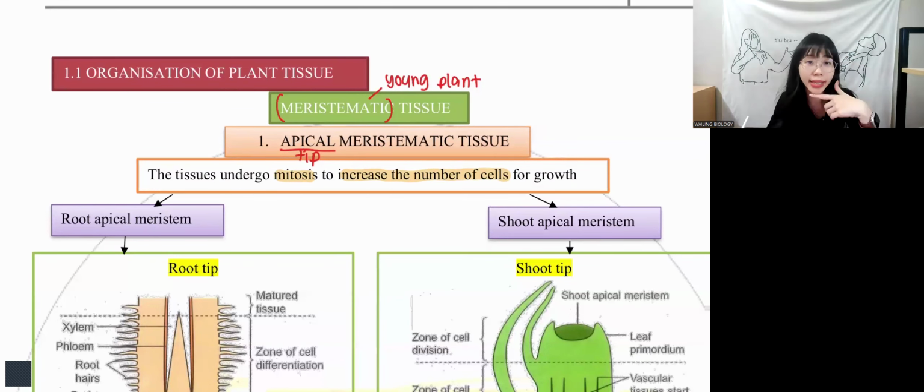So maybe when you are younger as a human, you're only 100 cm. As mitosis occurs, from 100 cm you grow up to 150 cm. It's an increase in the number of cells, right? All of the cells in your body have to be the same. For root and stem it is the same as well.